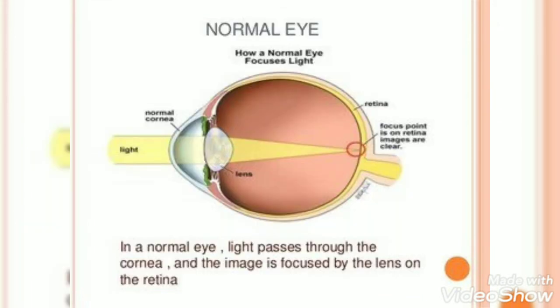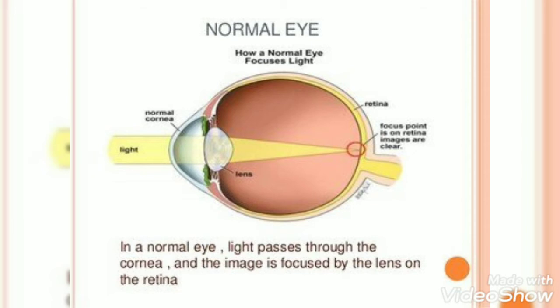In a normal eye, the light passes through the cornea and the image is focused by the lens on the retina. We all know that the retina consists of rods and cones, and the image is formed over there, which is interpreted by the brain and we are able to see it. This is a normal eye.